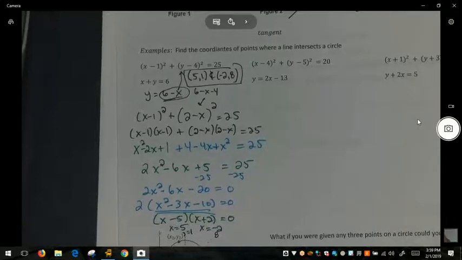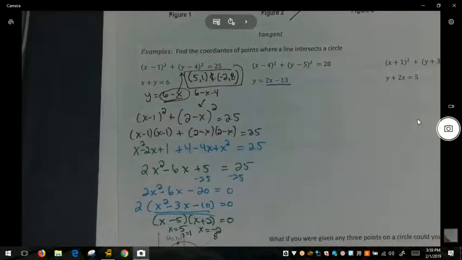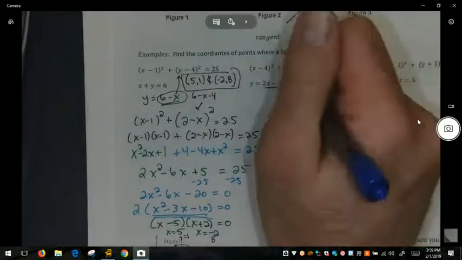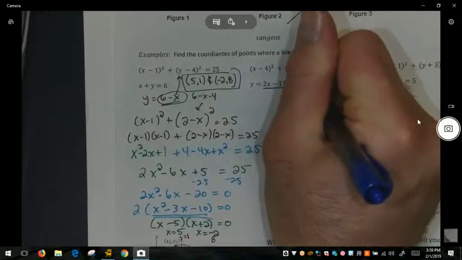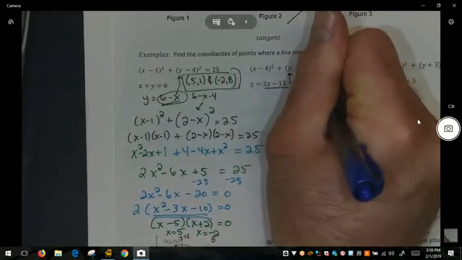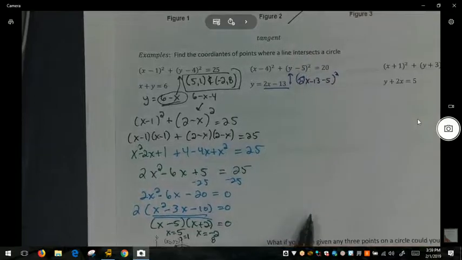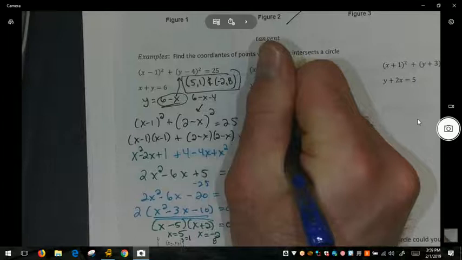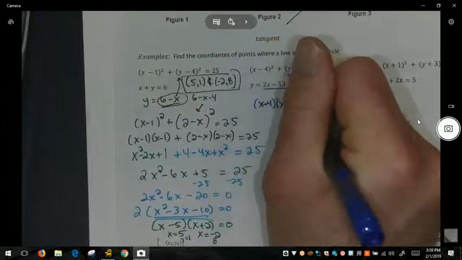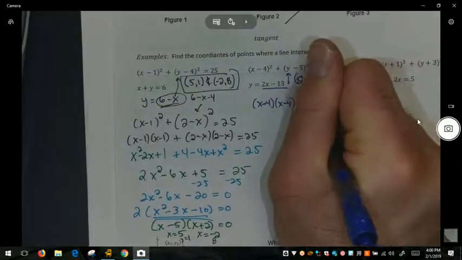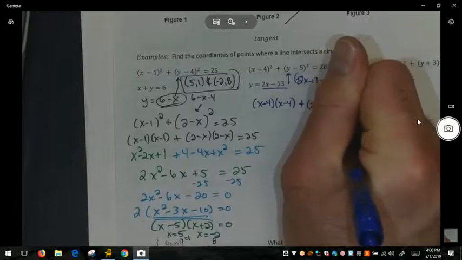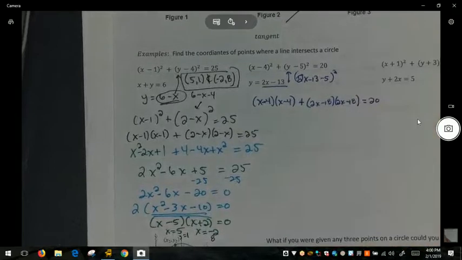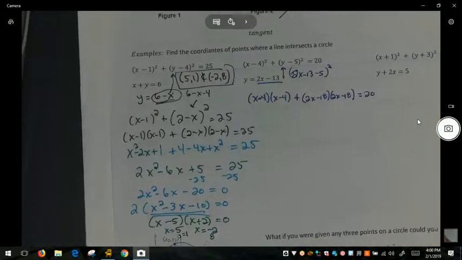In this next example, they already have the linear equation solved for y, so we're going to leave it like that, and I'm going to replace y with this. When I do that, inside that parentheses I'll have 2x minus 13 minus 5, which will be 2x minus 18. So I have (x minus 4) times (x minus 4) plus (2x minus 18) times (2x minus 18) equal to 20 when I expand this.